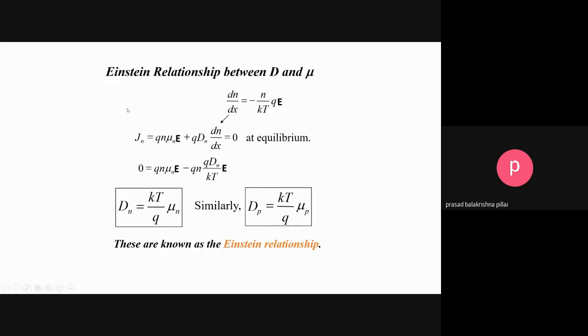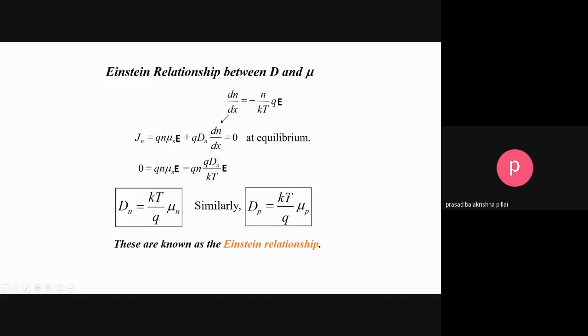You can write from this equation, you can find out the built-in electric field. This E is showing the built-in electric field. So D_n by mu_n is kT by q. Similarly, one can use the same argument for the holes also. So D_p by mu_p is equal to kT by q.